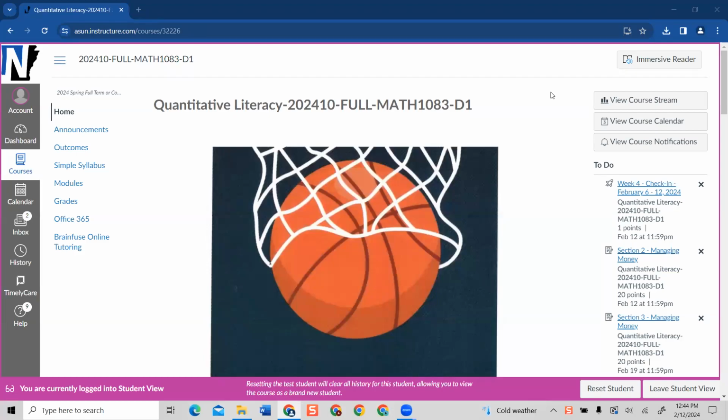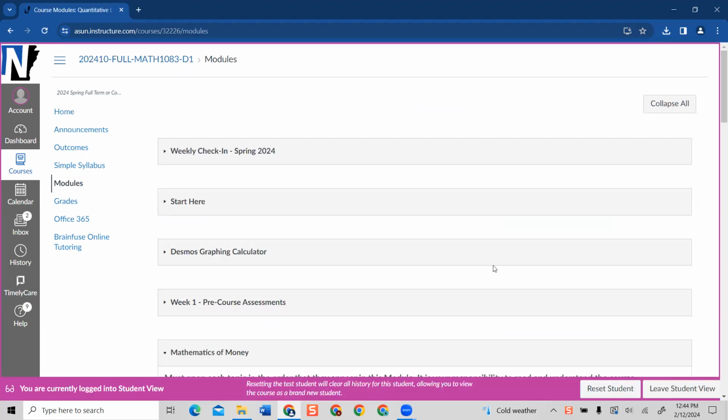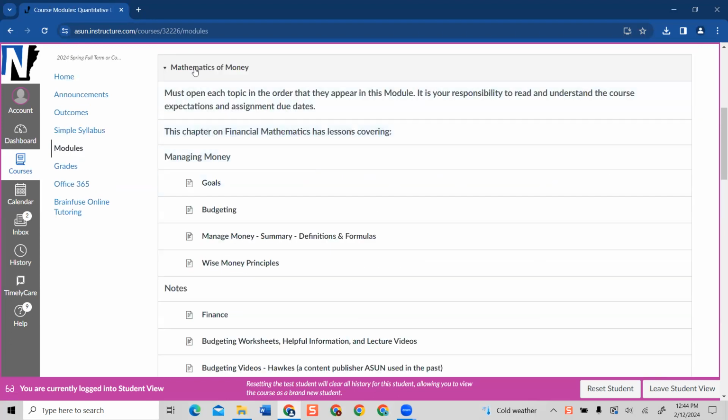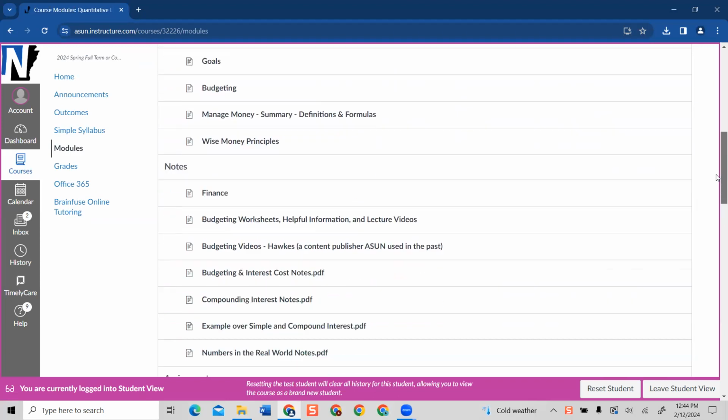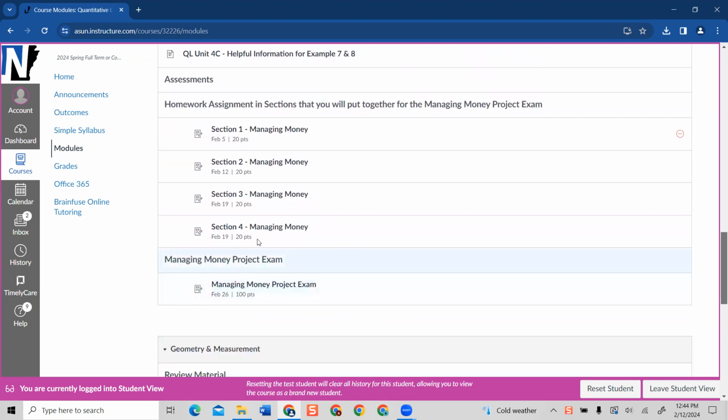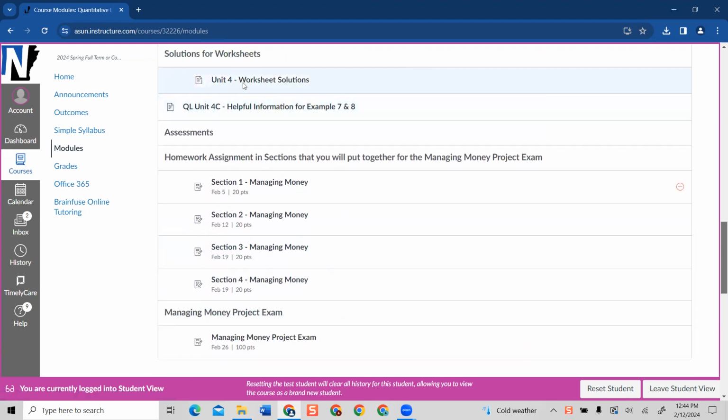Hello again. So let's talk about section 4 homework for managing money. We're going to go to the modules page and scroll down to the mathematics of money. And here we are, section 4. And again, you see that I have the unit 4 worksheets with the solutions to it. So we're going to click here on managing money.